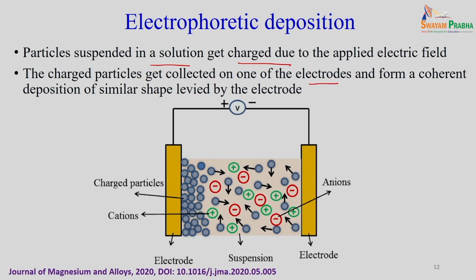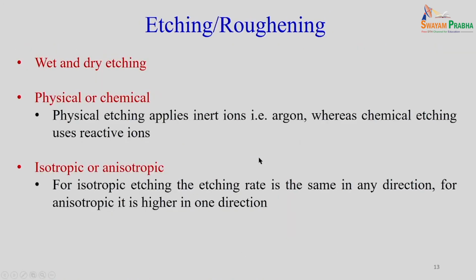So, either the cathode or the anode should be your substrate, and the target molecules will be in the suspension or in the solution. Another physical method is etching or simple roughening. So, we apply a wet or dry method.